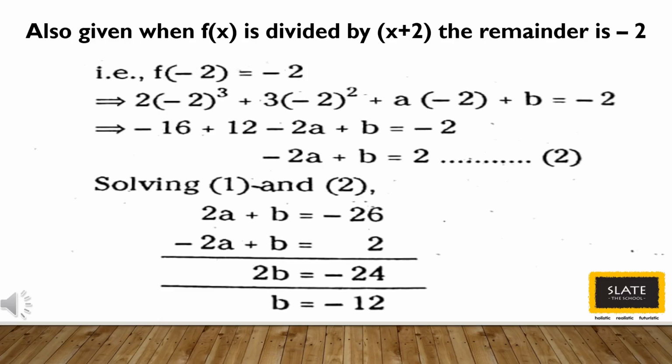Minus 8 into 2 is minus 16, plus 3 into minus 2 whole square, which is 4; 3 into 4 is 12, plus a into minus 2 is minus 2a, plus b is equal to minus 2. Minus 16 plus 12 is minus 4. When I send minus 4 to the right hand side, it becomes plus 4. 4 minus 2 is positive 2. So we have minus 2a plus b is equal to 2. Let us consider this equation as 2.